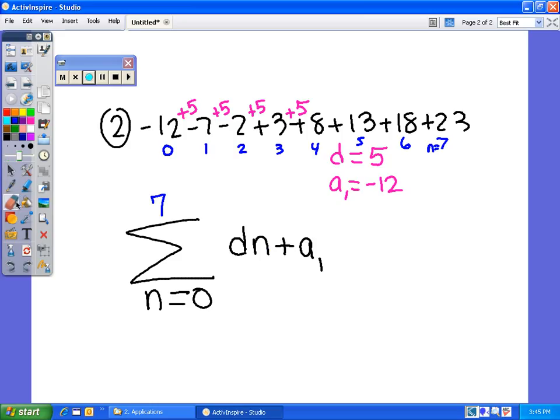Alright, so I'm going to erase the D and replace it with 5. I'm going to keep the n, because I need the n for my formula, and I'm going to replace the a sub 1 with negative 12. And that's it. That is the answer to the question.